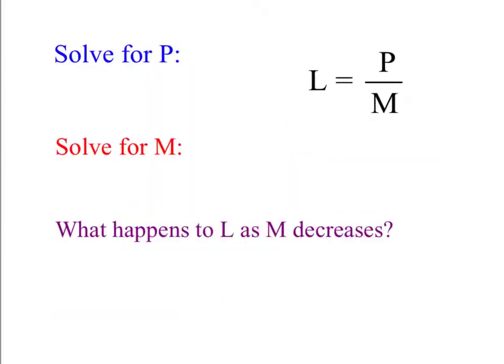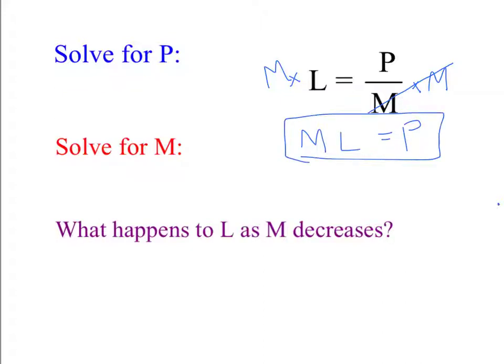The last skill we need is to rearrange situations. Currently, L equals P over M, meaning L is directly related to P and inversely related to M. If we wanted to solve for P, undo the dividing by M by multiplying both sides of the equation by M. M divided by M cancels out, and we end up with P equals M times L. Now we have solved for P. P is directly related to M and L.